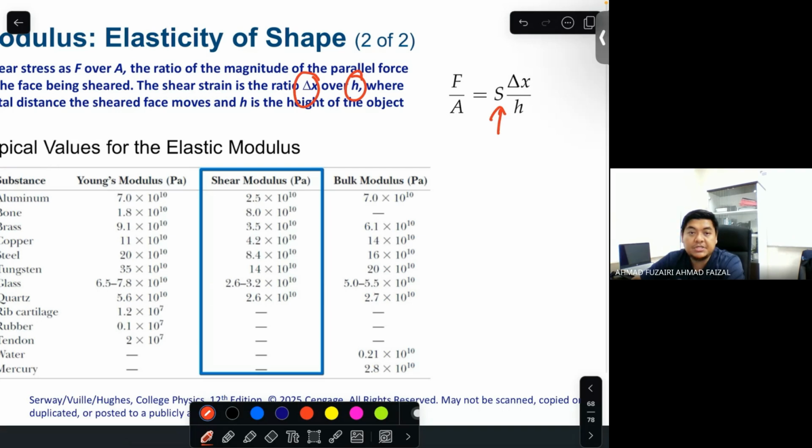Delta X over H is the strain. So this is stress, this is the modulus, the shear modulus, and delta X over H is considered to be shear stress. Sorry, shear strain.